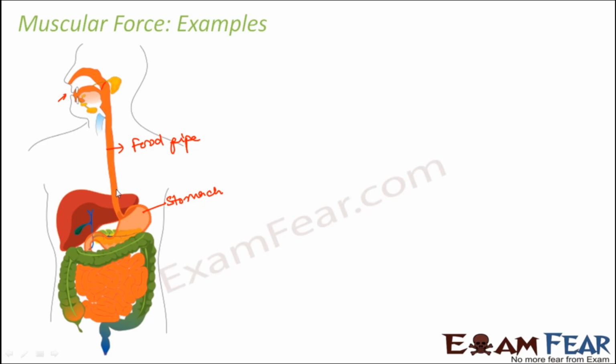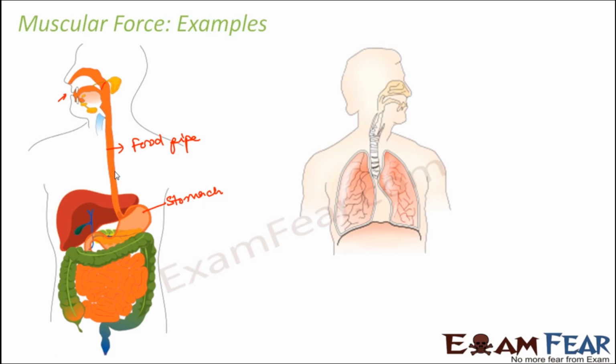Here the movement of food through this food pipe is possible due to the muscular movements of the wall of this food pipe. The food pipe is muscular in nature, it is made up of muscles, and by the movement of these muscles, it allows the food to pass through this food pipe. So this is also muscular force. Here also, the object is the food. The muscles apply some force on the food, and that is why the food is able to move through the food pipe. Now let's talk about the respiratory system. Even in the respiratory system, you see there is a diaphragm.